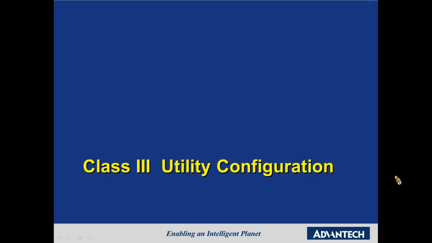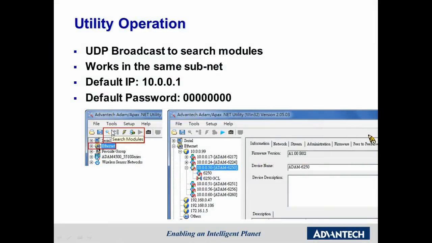Class 3, utility configuration. The ADAM-6200 series utility operation is basically the same as the older 6000 series, where as long as you're on the same subnet, you can do a search and it'll populate all the modules listed below. The default password is 8 zeros, and the default IP is 10.0.0.1.